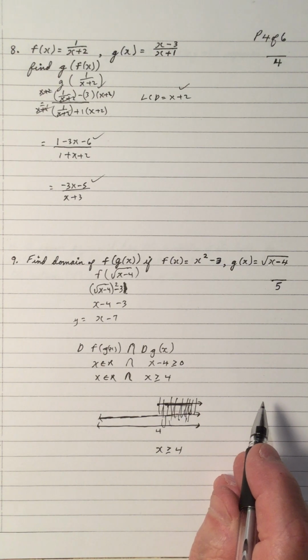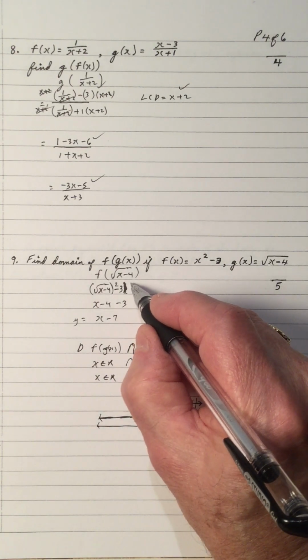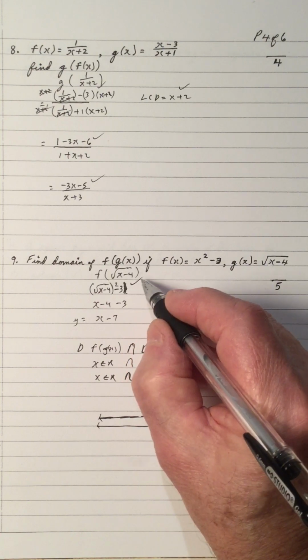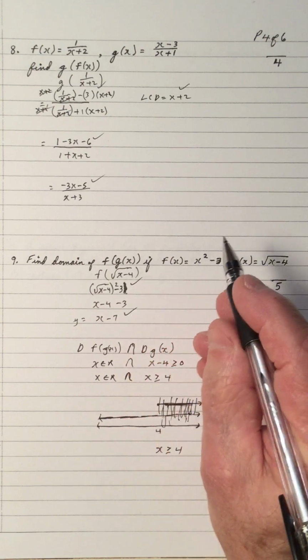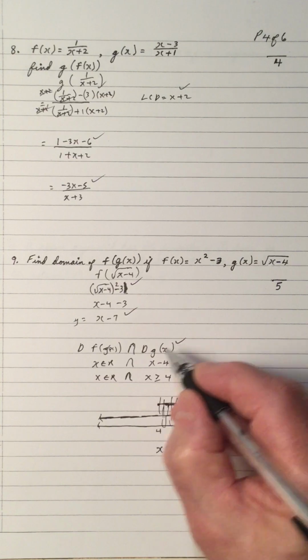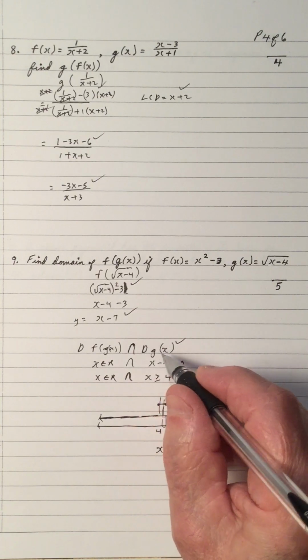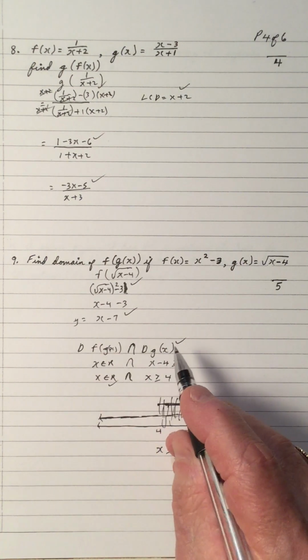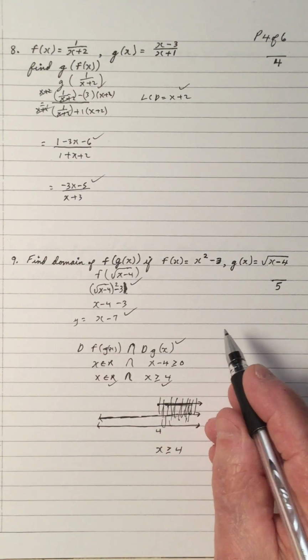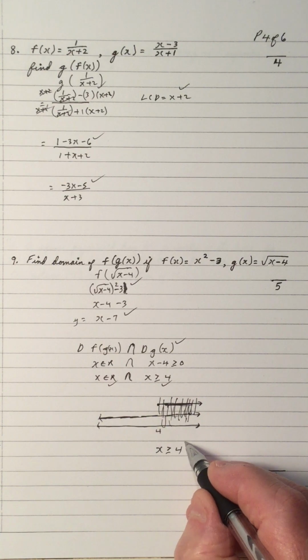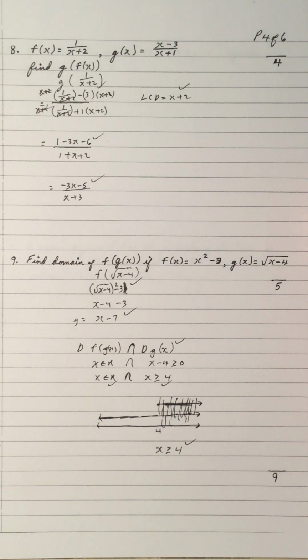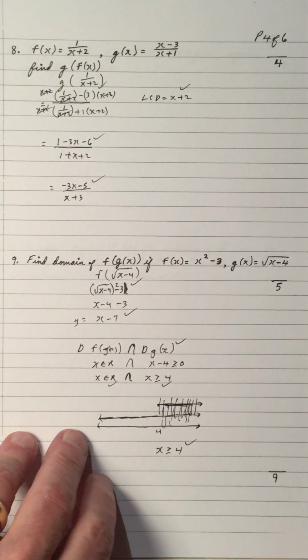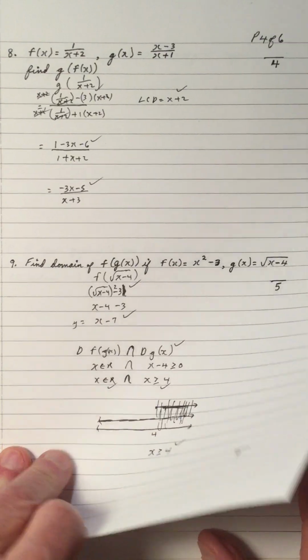And there's 5 marks. So if you subbed it in correctly, you get a mark. If you worked it out to here, you get a mark. If you wrote down this statement to do the intersection, you get a mark. If you did that domain there and that domain there, that's a mark each. And if you did the final answer, you get a mark. So 5 altogether. So 9 for that page. Let's continue.